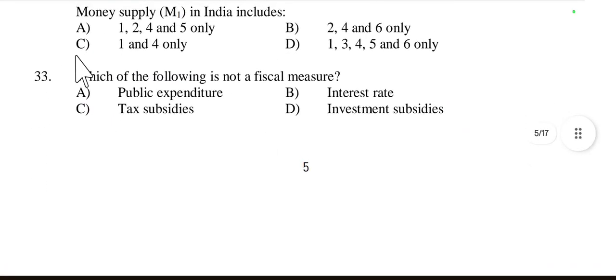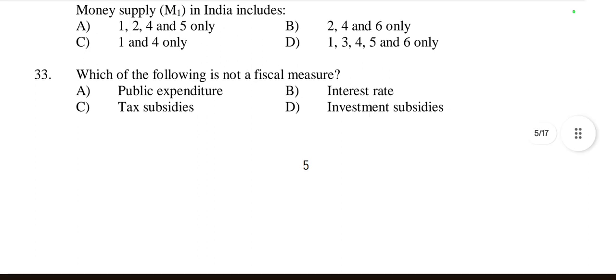Then question number 33. Which of the following is not a fiscal measure? Not a fiscal measure means a monetary measure. Public expenditure is a fiscal measure. Interest rate is related with monetary measures. Tax subsidy, fiscal measure. Investment subsidy, fiscal measure. Only interest rate is related with RBI or monetary measures. So option B is not a fiscal measure, so option B is right.